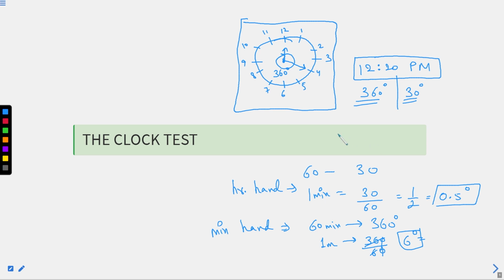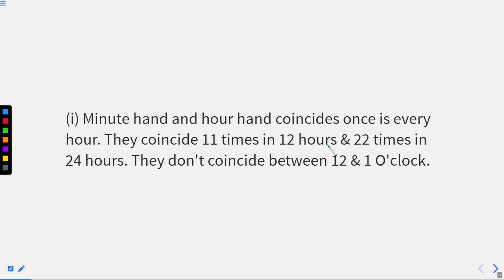Now I am starting with the first point in the important notes part. You can see the first point here itself. The first point says that the minute hand, the longer one, and the hour hand, the smaller one, coincide once in every hour. So you must be aware of this. In every 1 hour, they coincide only one time. In total, they coincide 11 times in 12 hours. I hope you are clear with this.